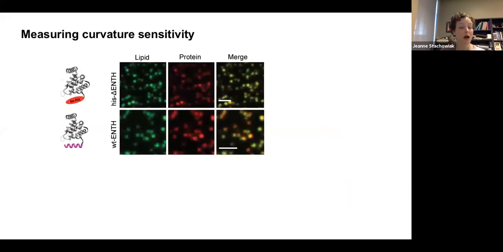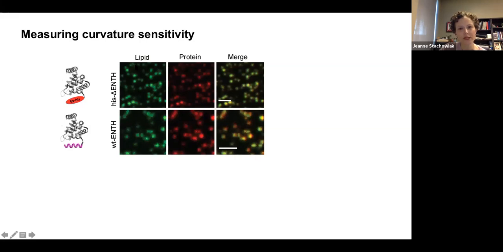So when Wade first started working on this, he started by using some structured proteins with well-known curvature sensing abilities. So this again is that structured domain of epsin. And it's been known for at least a decade now that this amphipathic helix is capable of sensing curvature. And if you take this helix and replace it with some tag that doesn't insert into the membrane, so here we're just using a histidine tag, you'll lose that curvature sensitivity. And you can kind of see that in these pictures.